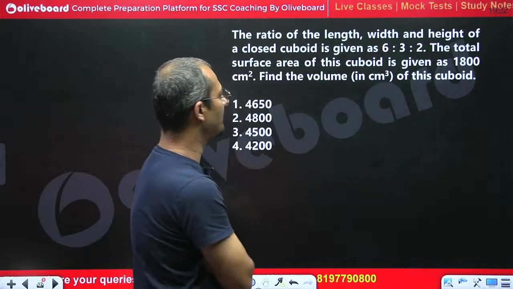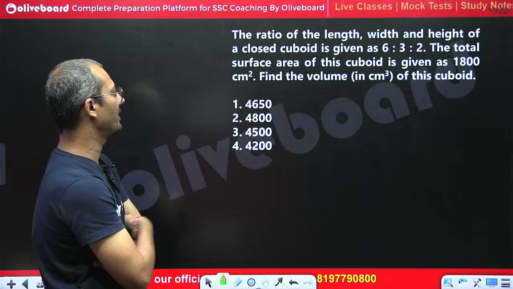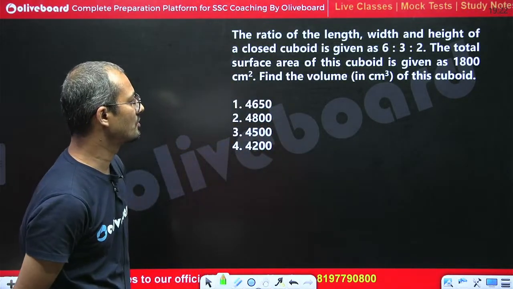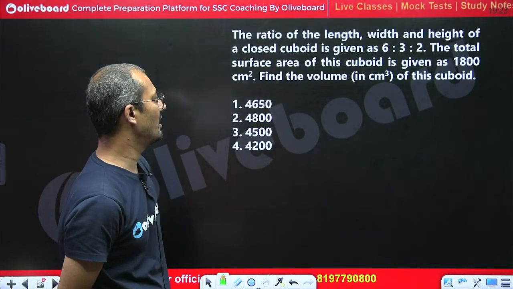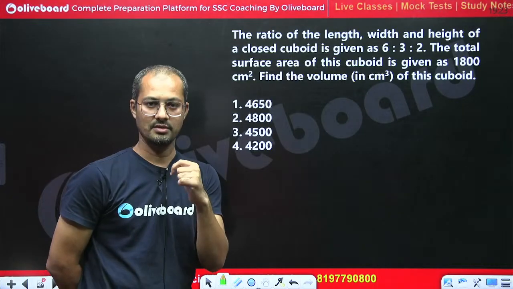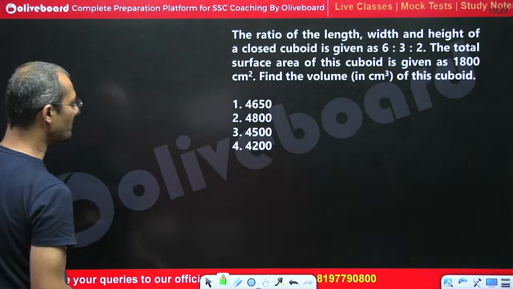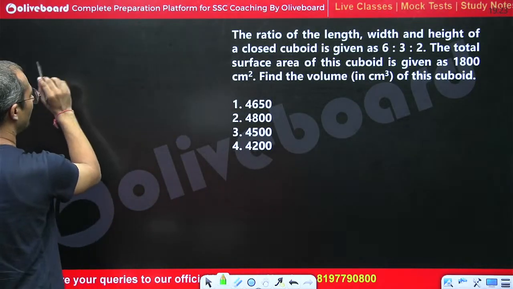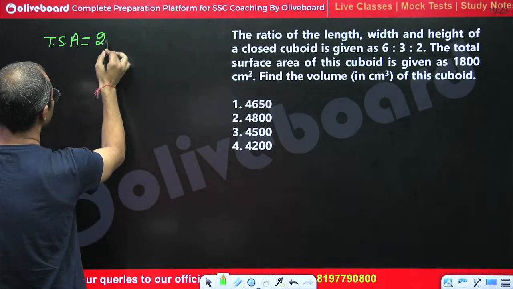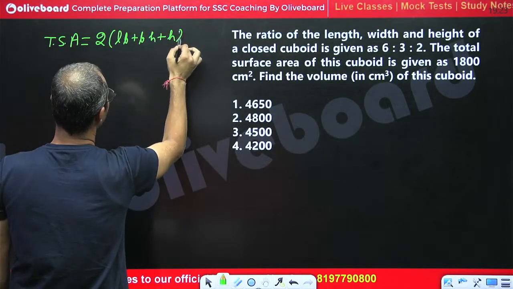Now tell me what would be the answer of this question. The ratio of length, width and height of a closed cuboid is given as 6:3:2. The total surface area of this cuboid is given as 1800. So we are given the total surface area. We can directly calculate it, right? We know the formula. The total surface area of the cuboid is 2 bracket LB plus BH plus HL.